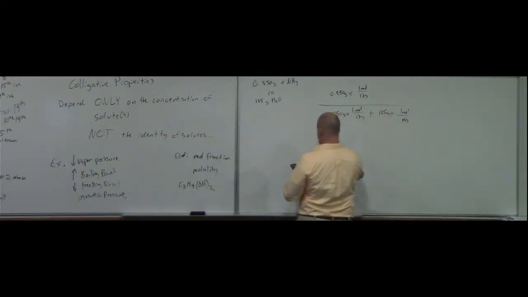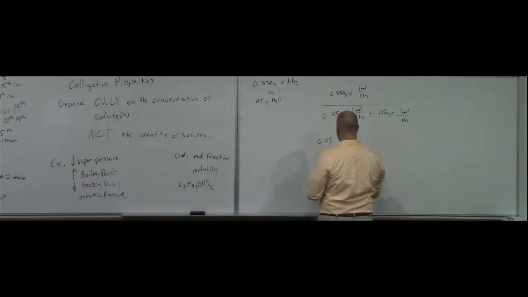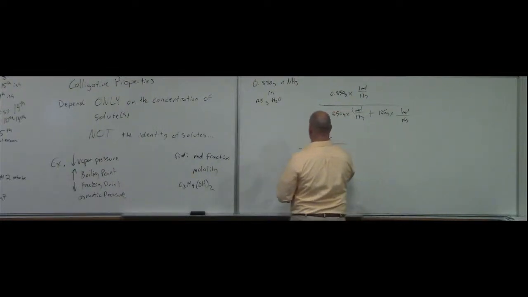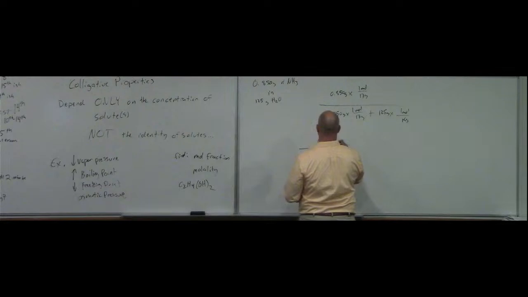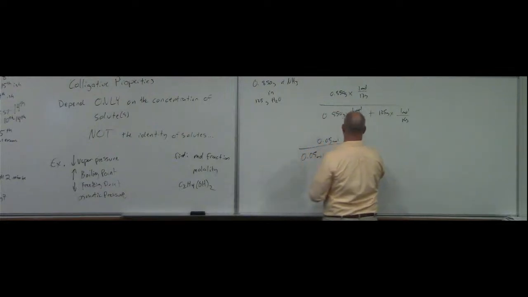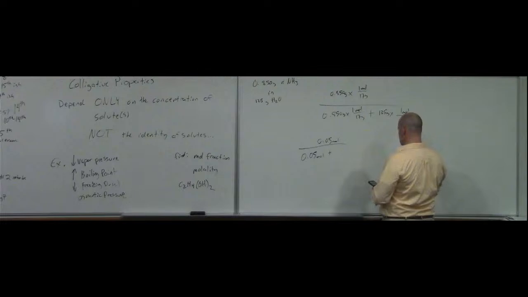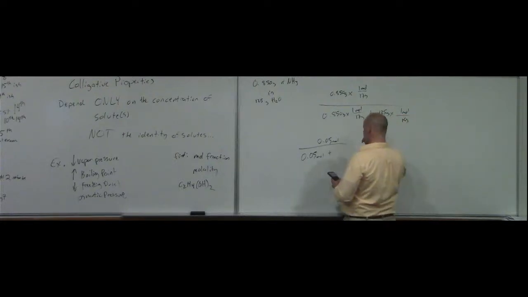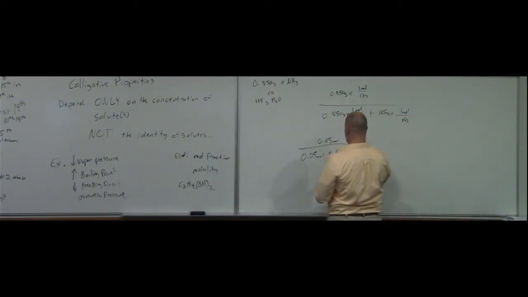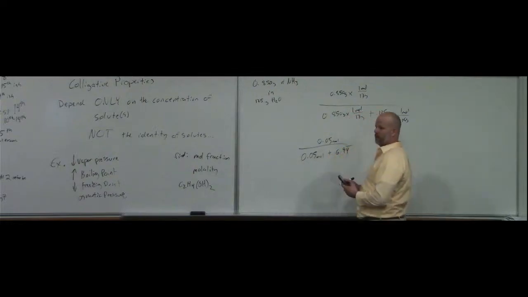Simplify this, I've got 0.05. Is that right? That's right. About 0.05. Okay, divided by 0.05, and this is moles, right? 0.05 moles plus 125 grams, which is 6.944 repeating. You got that?